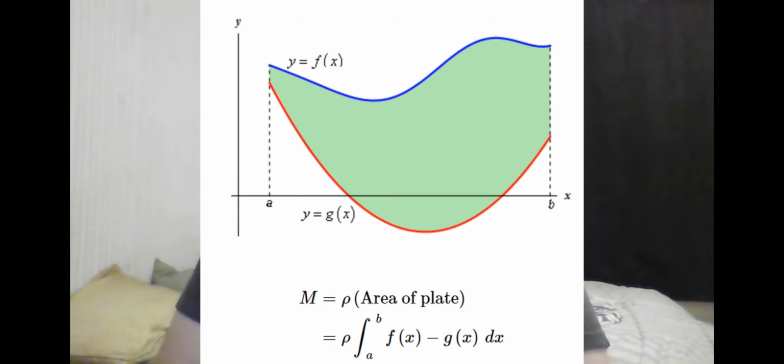So the upper function minus the lower function, integral of that. But we also multiply by the constant of density, because we are assuming, to make our life simpler, that the object has the same density throughout.